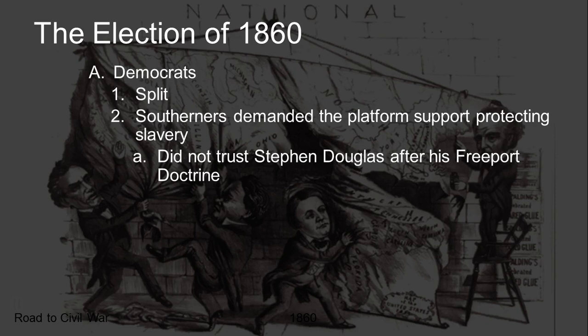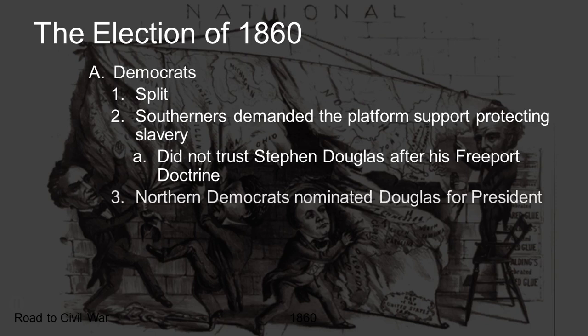Southerners don't trust him. They don't trust him after the Freeport Doctrine, which we talked about in class. That was the thing where he said territories could vote on the issue of slavery, and if a territory voted to be a free territory, then they could be. And that's where Southerners say Douglas doesn't support slavery enough. And so the Southern Democrats left. Northern Democrats went ahead, though, and they nominated Stephen Douglas for president.